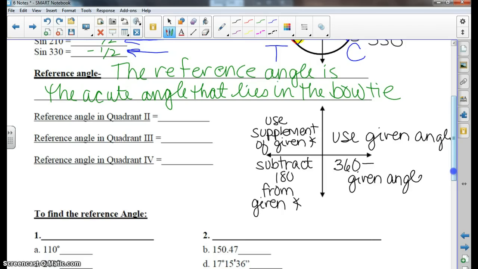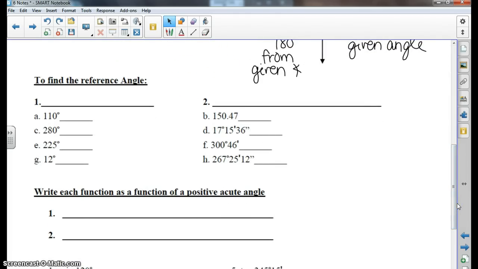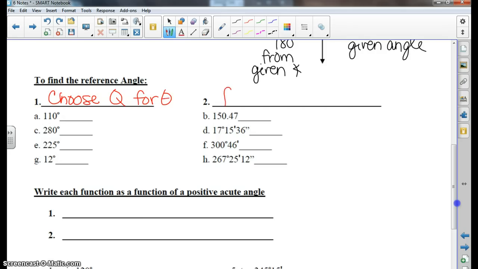We're going to call the given angle theta. And in quadrant 2, we'll do 180 minus theta. In the third quadrant, we'll do theta minus 180. And in quadrant 4, we'll do 360 minus theta. This is how we'll find a reference angle. To find the reference angle again, all we need to do is choose the quadrant that the given angle lands in and follow the appropriate rule.